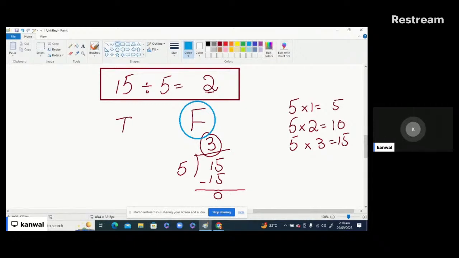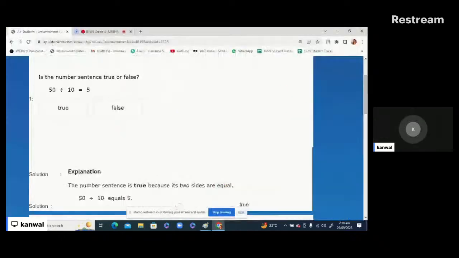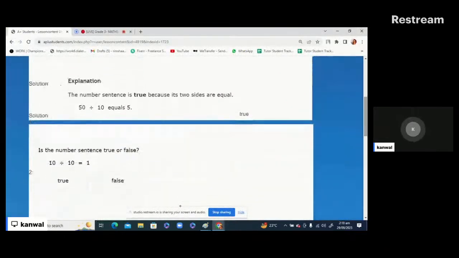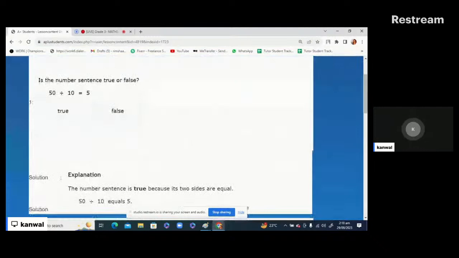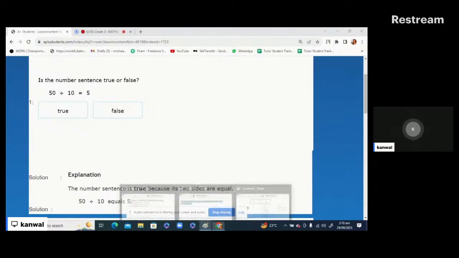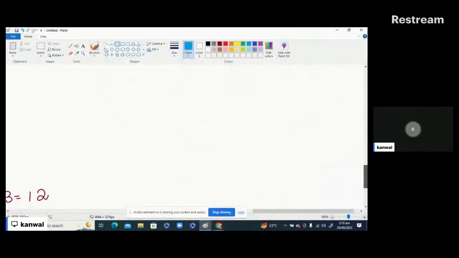Okay, now let's do these questions one by one. Here is the first question: 50 divided by 10 equals 5. So let's check when you divide 50 over 10. What's the answer? They have written the answer 5. Is this statement true?